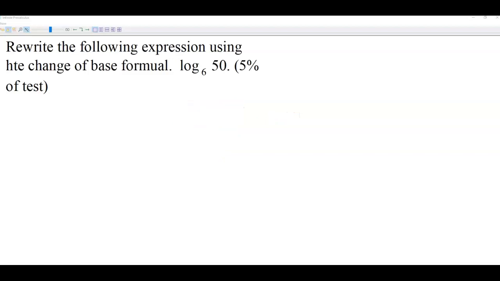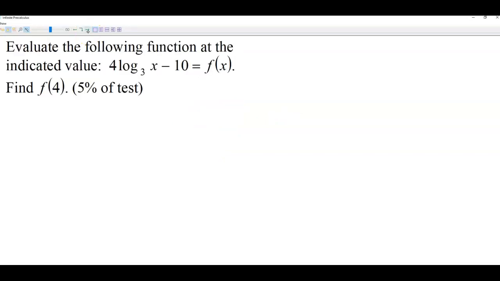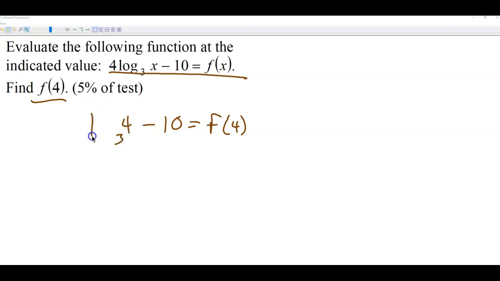Okay. Next one, evaluate the following function at the indicated value. So here's my function, and we want to find out what's f of 4. So what that means is we're going to be plugging 4 in for x. And that would look like this. Okay, so to do these problems, you're going to end up having to round your answer to thousandths because we are going to be using calculators for this.